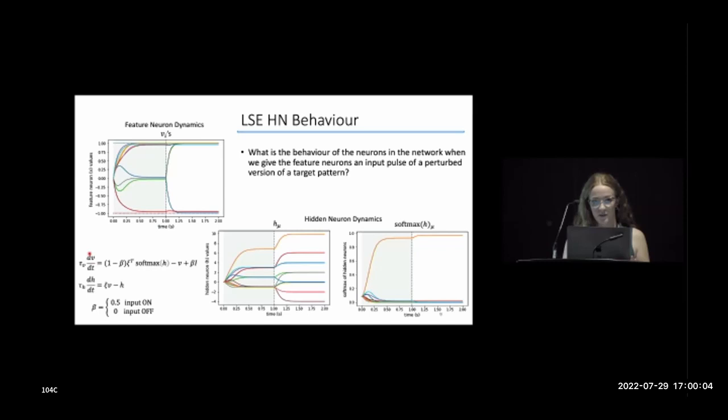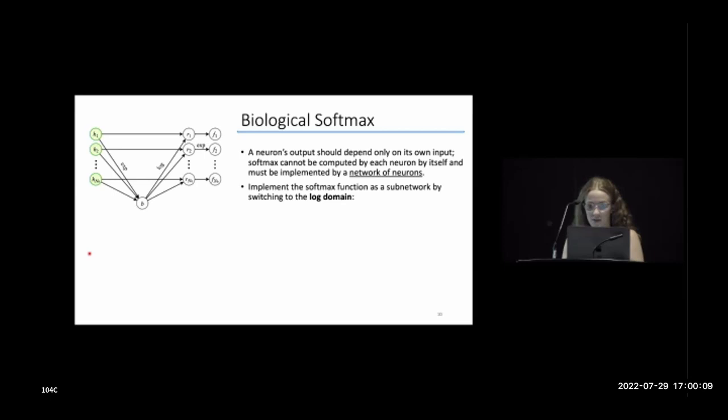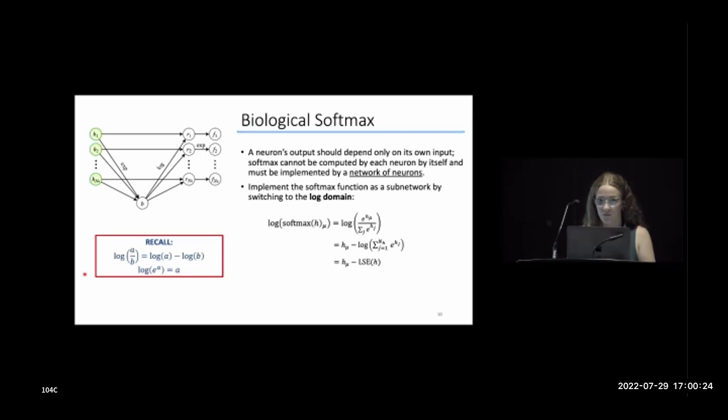So now I'll show you how we implemented the softmax biologically. We did this by using a network of neurons rather than just applying the softmax to each neuron. We implemented it in the log domain and applied some simple log rules to find that the log of the softmax of a given hidden neuron mu is that hidden neuron minus the log of the sum of the exponentials of the h's, or the LSE of h.